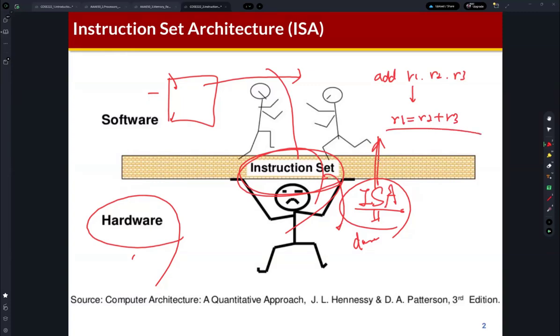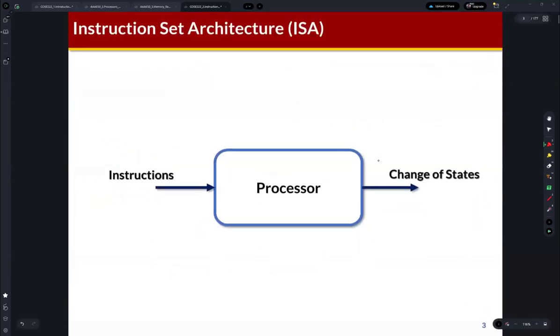So it is defined, like promises or protocols. Instruction set architecture just defines the behavior of instructions, and then the hardware is designed based on the instruction set architecture. So you can understand that the instruction set architecture is just the interface between software and hardware. Then how can we understand the processor?